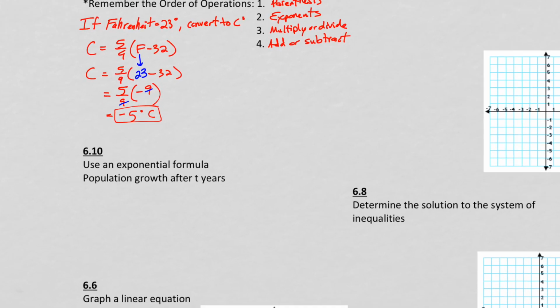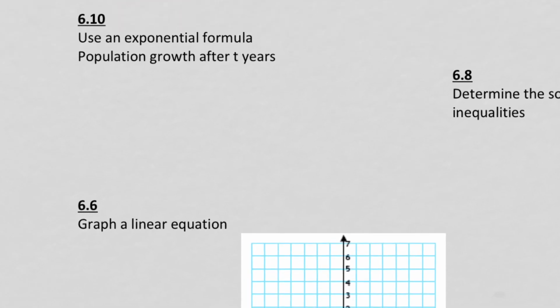Next, let's take a look at 6.10, which is very similar. It says use an exponential formula. Population growth after t years. So 6.10 is in terms of functions. So let's say we had a population function, P of t equals 4,000 times 1.3 raised to the 0.1 t power.